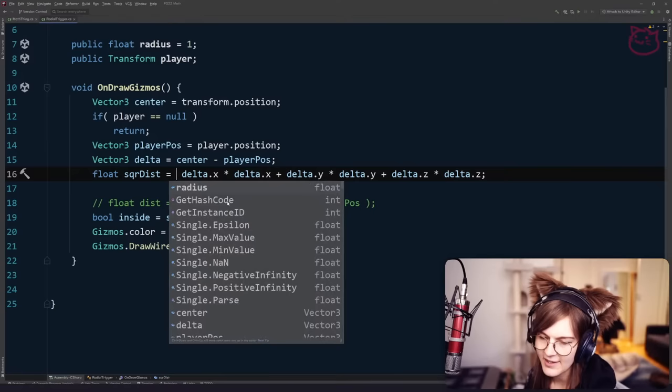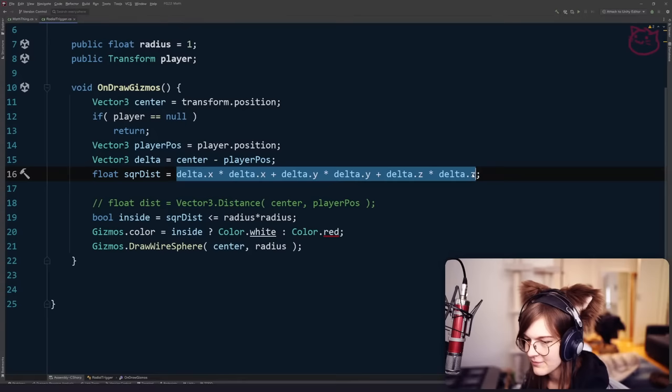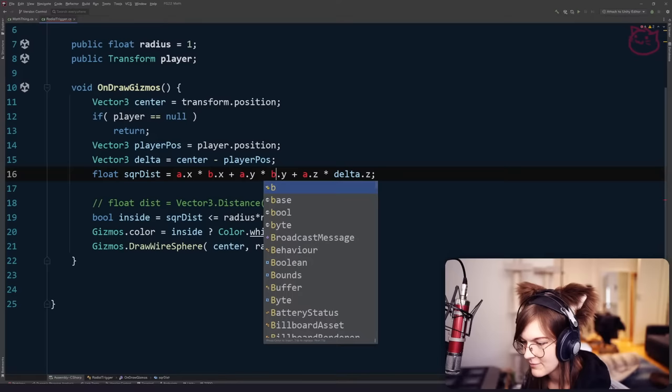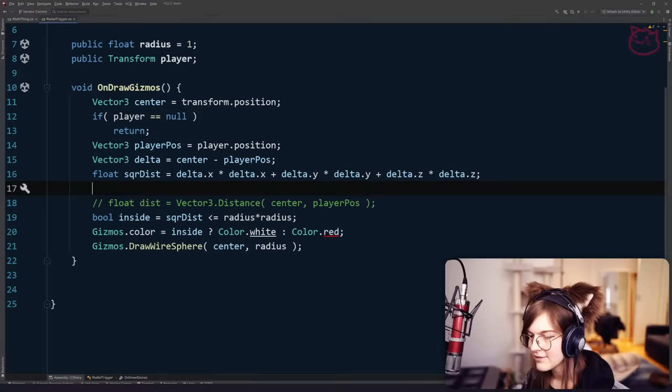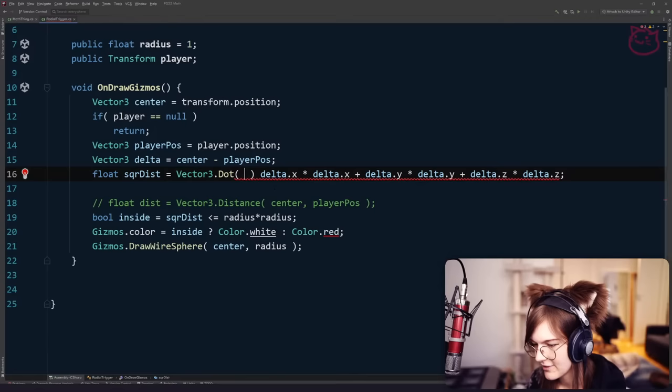And yes, like Nestor is mentioning, you can also type this as the dot product. As you can see, this looks very similar to the dot product, right? We have a vector, we take the x component squared, y component squared, and multiply them one by one and then add them all up. But with the dot product, these would be two different vectors, A and B. In this case, they're the same vector. So if you want the squared length of a vector, you can do the dot product with the vector itself, and then you will get the squared distance. So in this case, we could do Vector3.Dot(delta, delta).